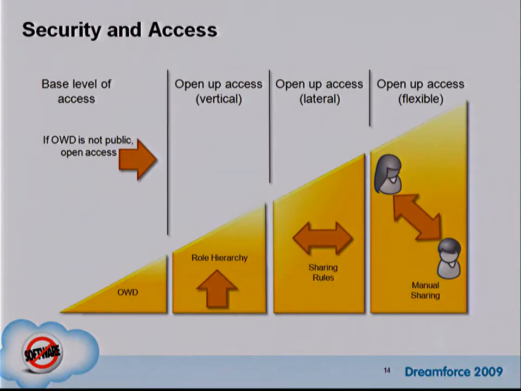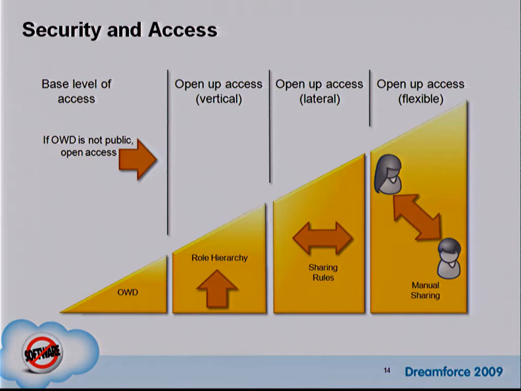So in this slide, this is a summary of security and access. What we see here is a wedge. Imagine each section in the wedge is the amount of records and the amount of users that can access records. The first thing when you're looking at security and access and giving the right information to the right people, you first need to consider your organization-wide defaults. It's your baseline level of security, and this is where you're going to restrict access on business objects. For your organization-wide default settings, you have the option to set it to public read-write, public read, and private, private being the most restrictive.